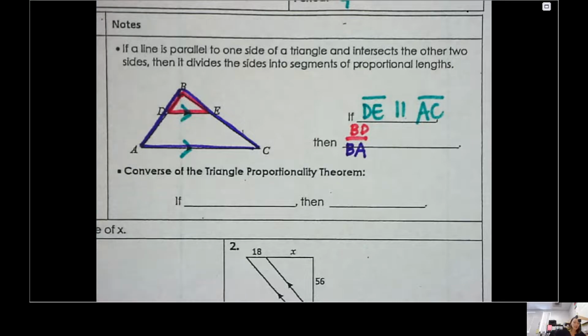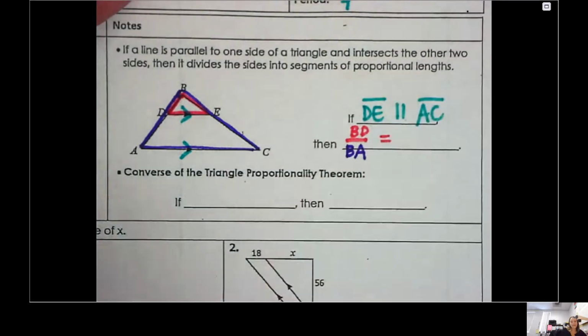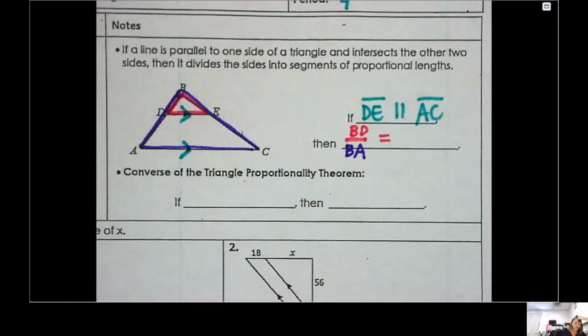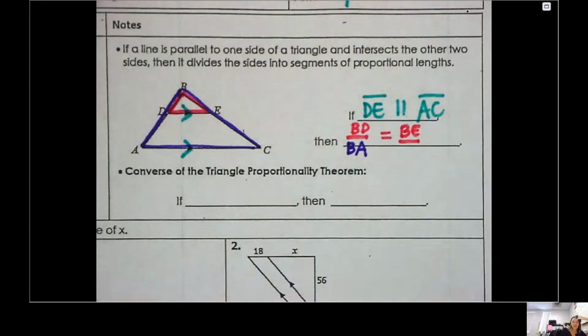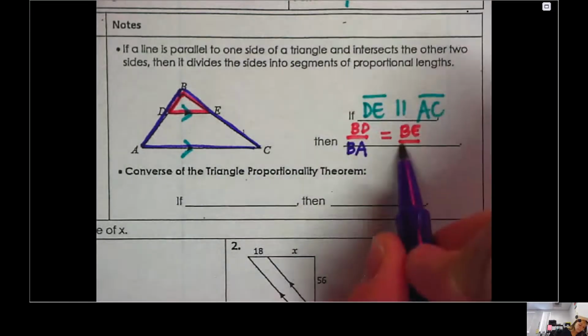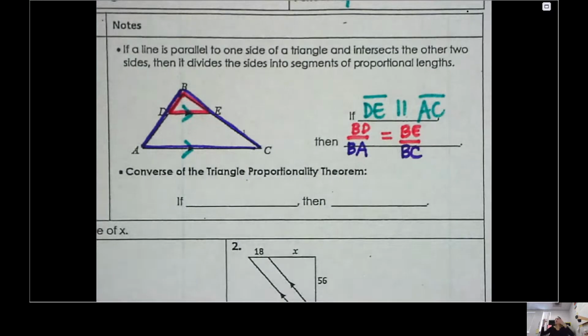So on the right, what would my proportions be on the right side? BE and BC. Very nice. So it's the small triangle divided by the large triangle. We could also flip it, right? We could do the big one divided by the small one. It doesn't matter because they're fractions, but whatever you pick for the first one, you have to pick the same pattern for the second one. You can't switch.